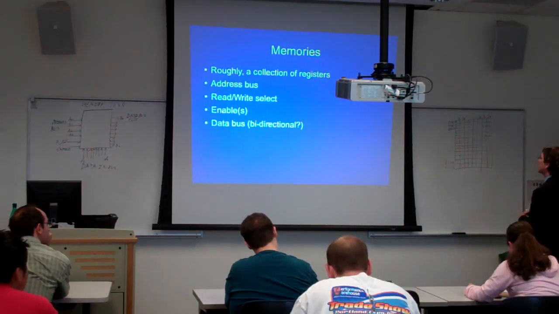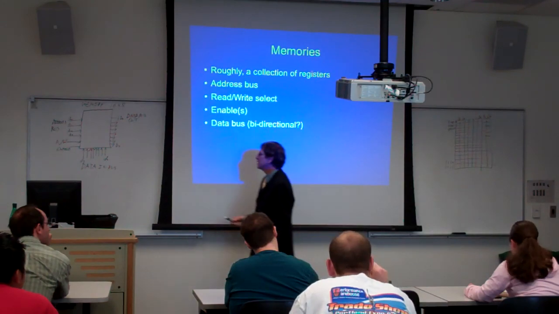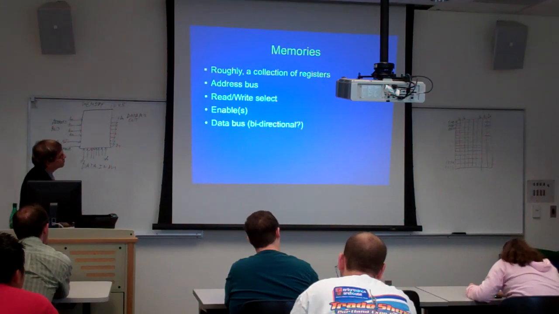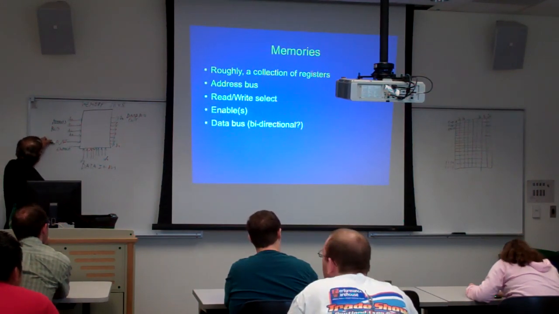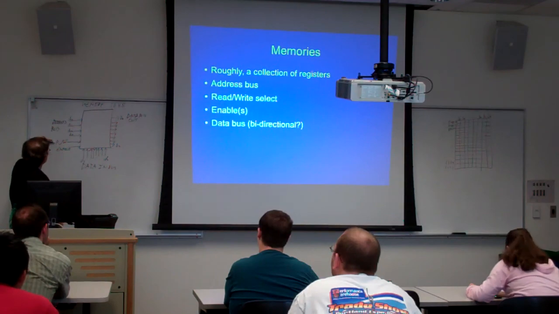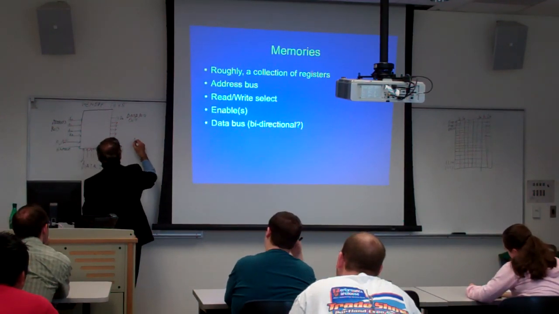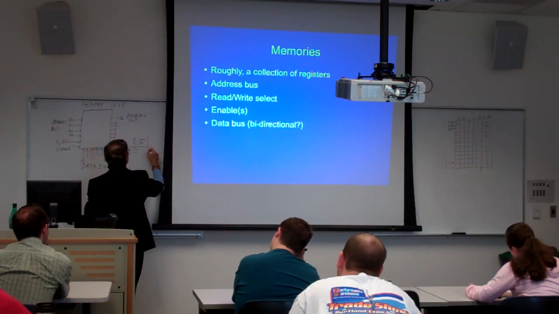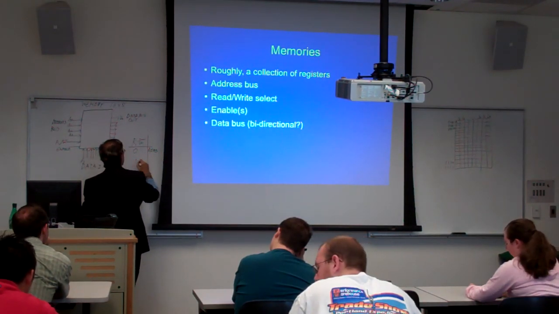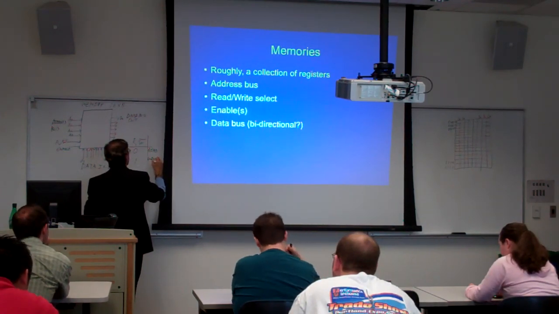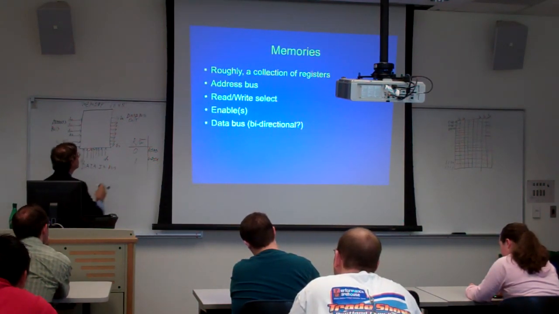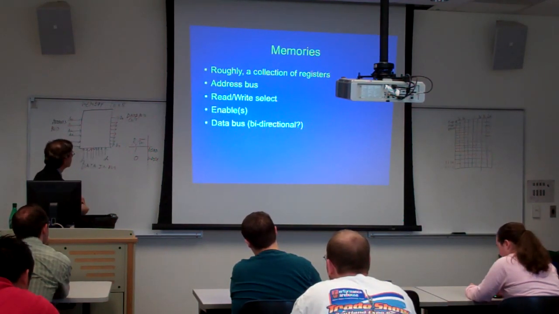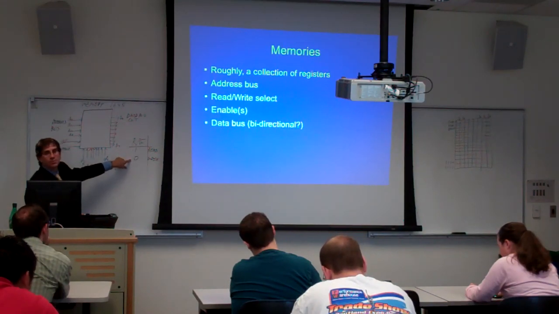And if you want to read a value out of this, you basically tell it what address you want to read from by setting these 4 address lines to the right values of 1s and 0s. You set the read line to a 1, it's a read. If you set it to a 0, it's a write.